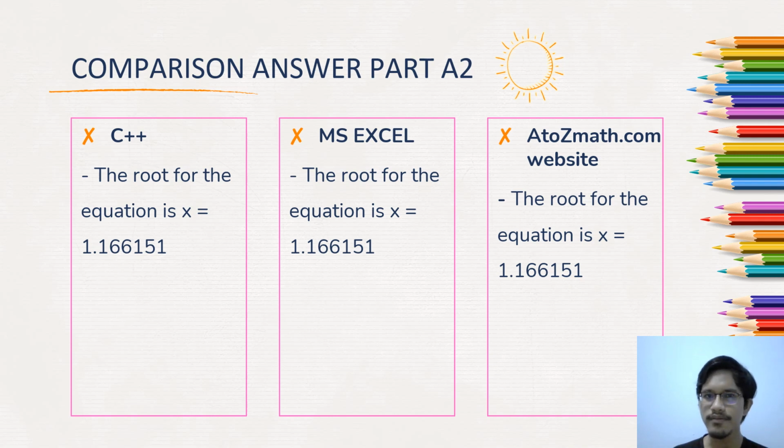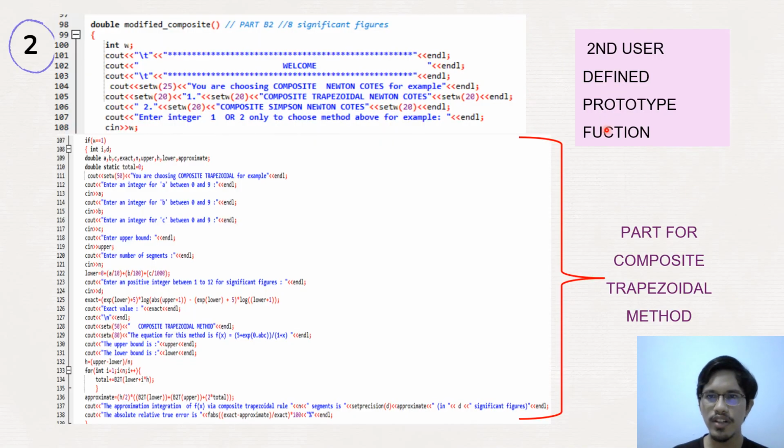Okay, next, for the second user-defined prototype function, if the user enters integer 2, this function will be called and executed. This needs a significant figure. The composite Newton code has two options, whether to use trapezoidal or Simpson. So I ask the user to enter 1 for trapezoidal and 2 for Simpson. And if the W is equal to 1, the composite trapezoidal method will execute.